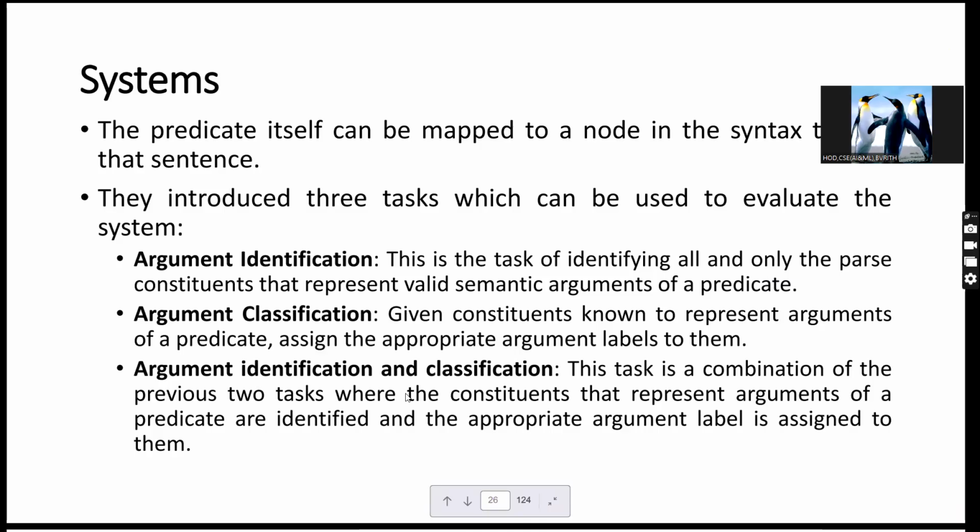And next is argument identification and classification. That is, at a time we can do 2 tasks, identification and also classification. First we identify the argument. For example, you identify the verb in the sentence. Then we make a classification of that argument, that is, what type of argument the verb belongs to. Is it related to location, or direction, or manner, or something else, or is it related to a particular sense or domain? That classification we can do.